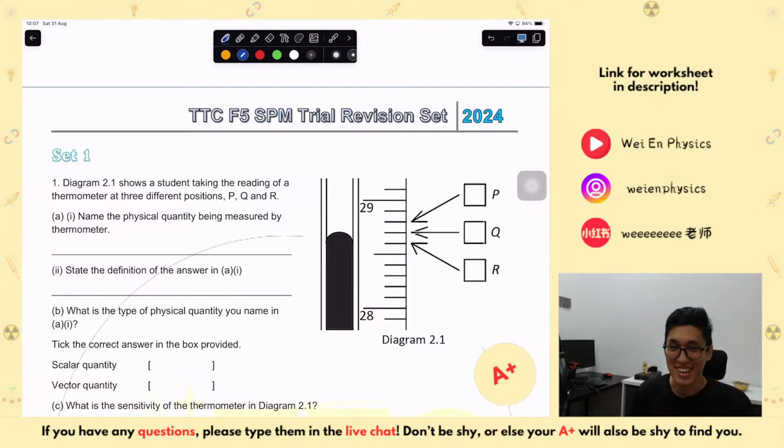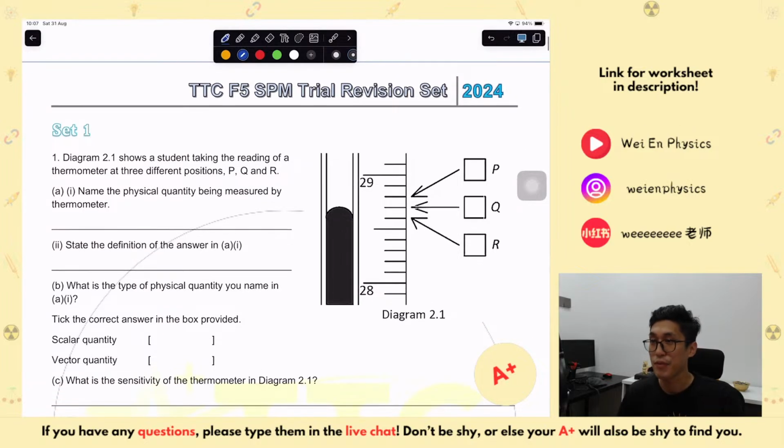Right, let's have a look. This is question number 1. Question number 1 is a temperature question, a heat question. Every time you start a question, you must get into the correct mindset first. You need to know what the topic is about, then switch your head so that you focus on the topic only.